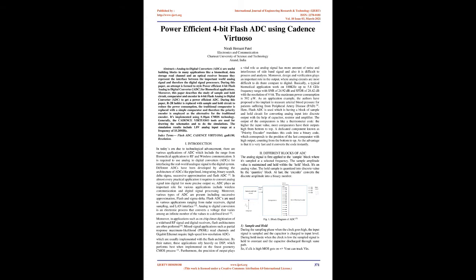Moreover, various types of ADC are present including successive approximation, flash, and sigma delta. Flash ADCs are used in various applications ranging from radar receivers, digital sampling, and LAN interface too. Analog to digital conversion is an electronic process that converts a voltage that varies among an infinite number of values to a defined level. Moreover, in applications such as on-chip direct digitization of a wideband RF signal and digital receivers, flash architectures are often preferred. Mixed signal applications such as partial response maximum likelihood, PRML, read channels and gigabit Ethernet require high-speed low-resolution ADCs, which are usually implemented with the flash architecture.